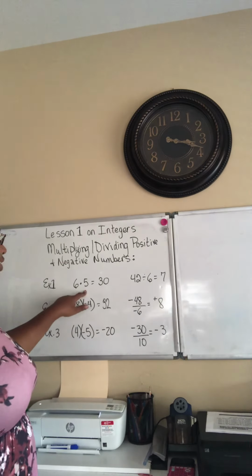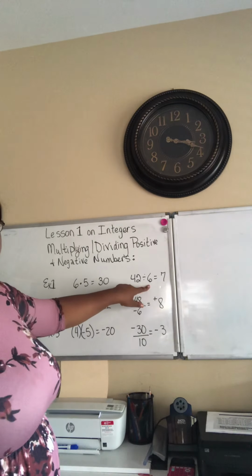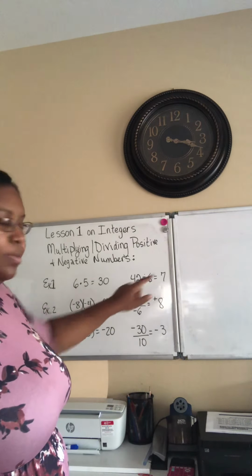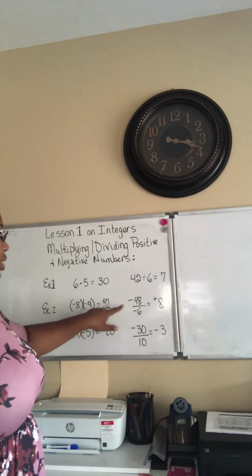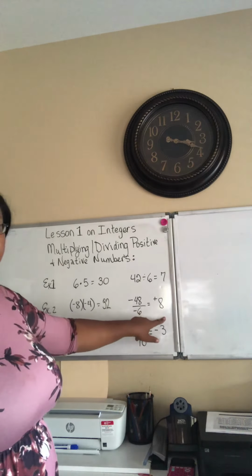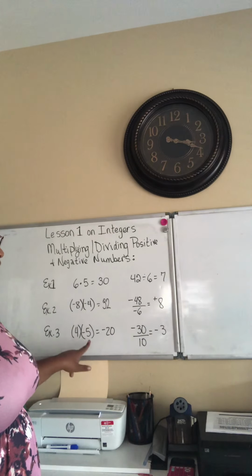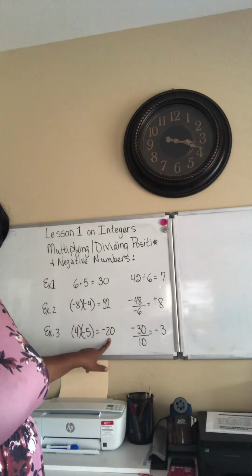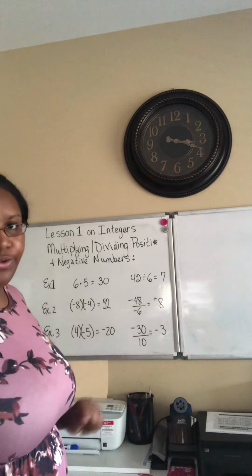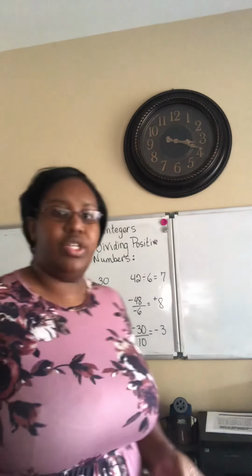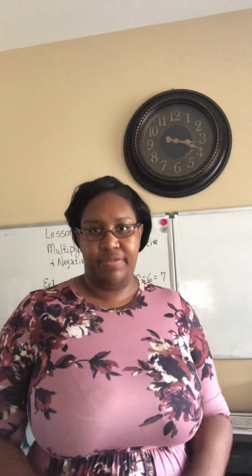We have 2 positives multiplied, gave a positive answer. 2 positives divided, gave a positive answer. 2 negatives multiplied, gave a positive answer. 2 negatives divided, gave a positive answer. A positive times a negative gives us a negative answer. A negative divided by a positive gives us a negative answer. And that's the only rules that you have to learn for multiplying and dividing positive and negative numbers.